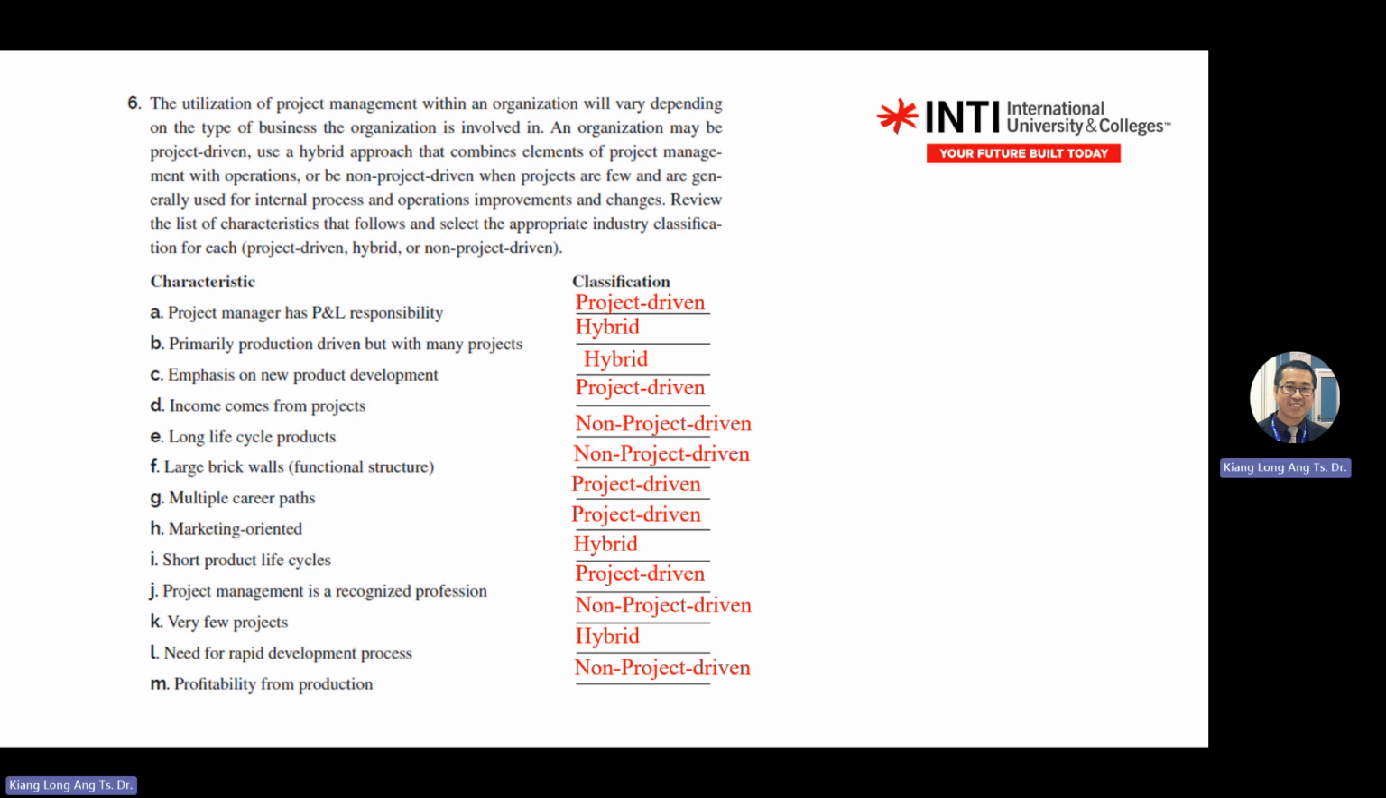Try to understand why the answer is that. Don't memorize. If you memorize, you will surely get the wrong answer.